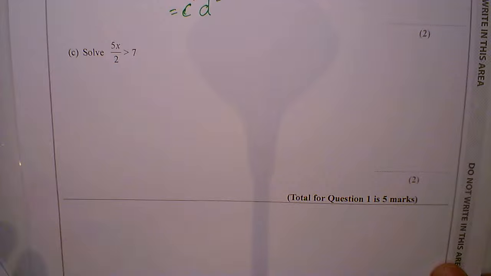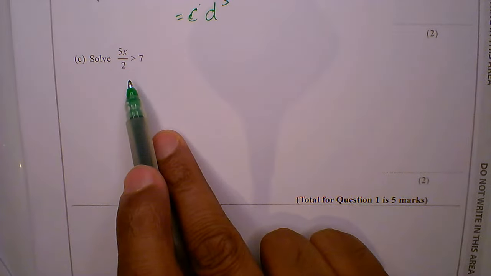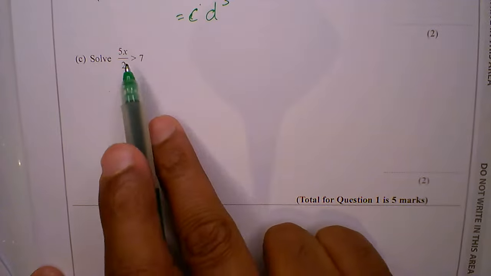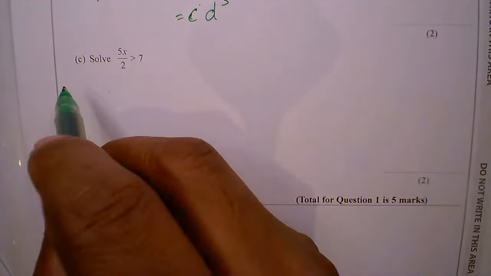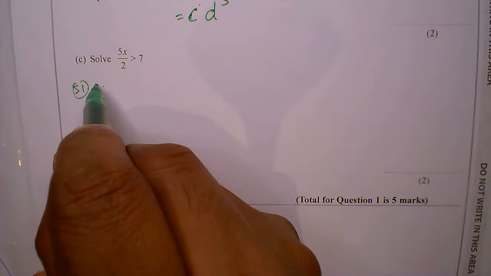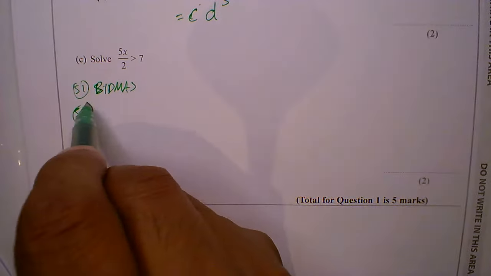Here you go for question 1c. Okay, so we've got question 1c, solve 5x over 2 is greater than 7. So I need to do BIDMAS in reverse. So step 1 is BIDMAS, and then step 2 is reverse.